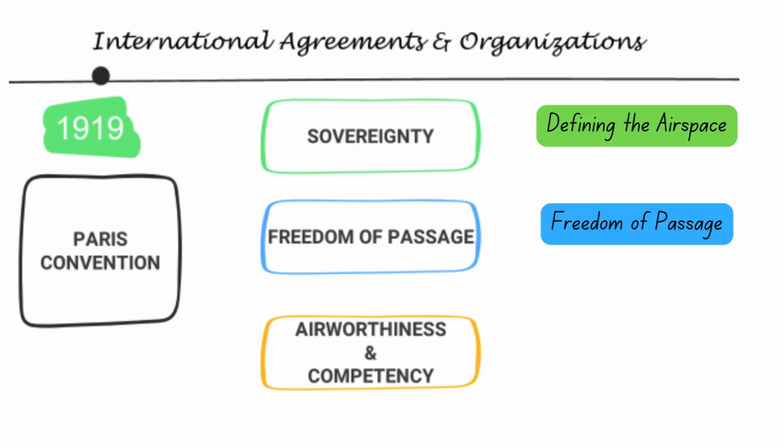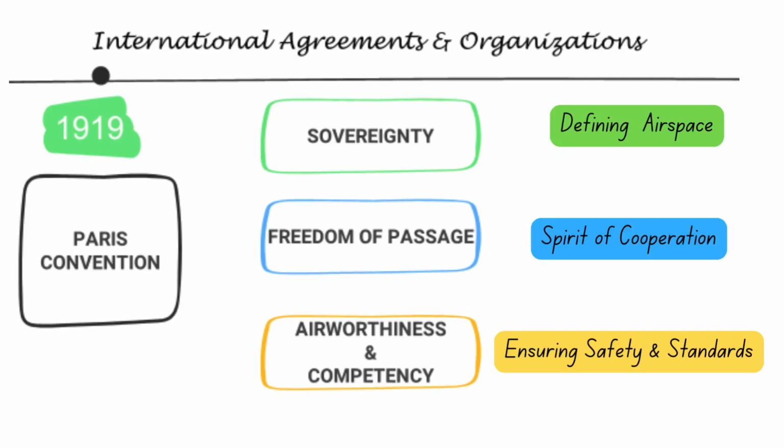While asserting sovereignty, the convention also promotes cooperation. Countries agree to grant innocent passage to each other's aircraft, fostering international travel and commerce. This balance of control and freedom lays the foundation for a collaborative global aviation system. To ensure safe skies, the convention mandates that all aircraft must be registered and have a certificate of airworthiness. Pilots and crew members must be properly licensed and competent. These measures are essential to prevent accidents and build trust in international air travel.